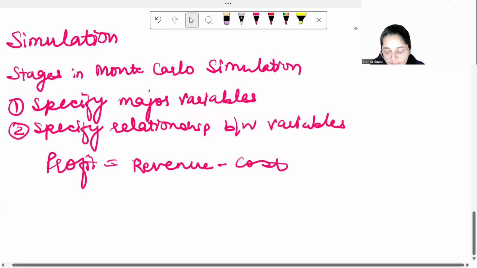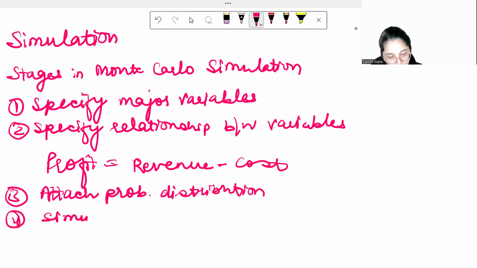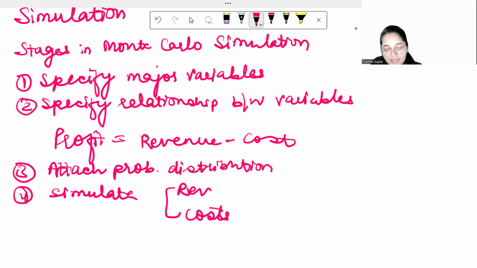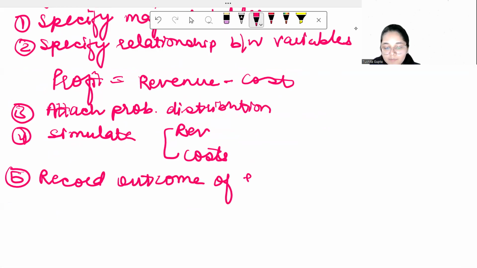Then the third step over here is going to be to attach probability distributions. So to different outcomes, I'm going to attach different probabilities. And then I'm going to simulate, putting different values for revenue and different values for costs. And then in the second last step, I'm going to record the outcome of each simulation.